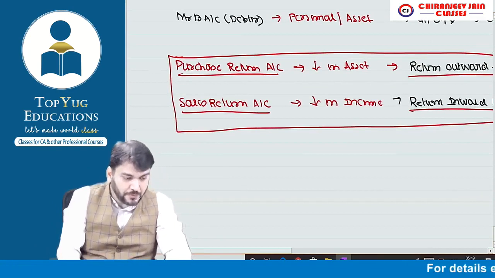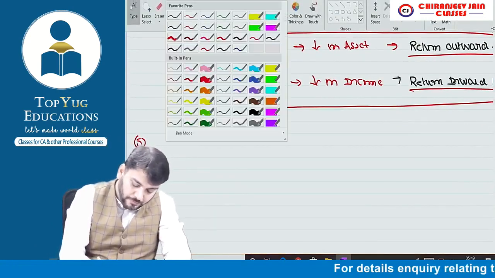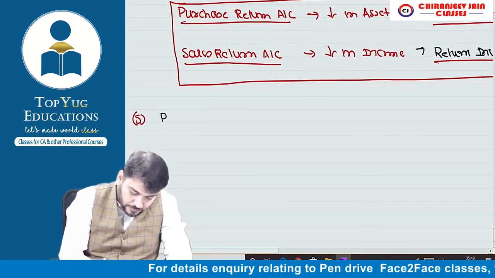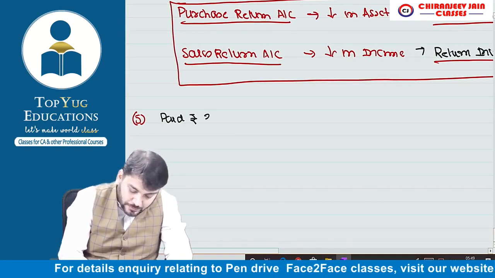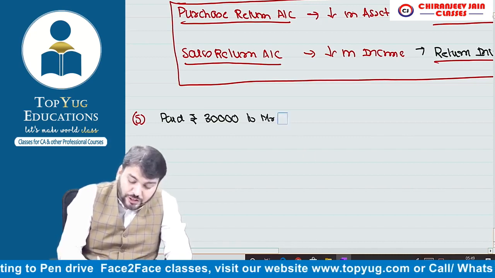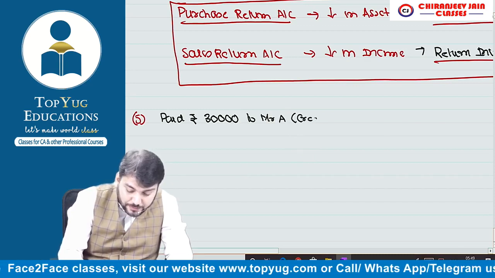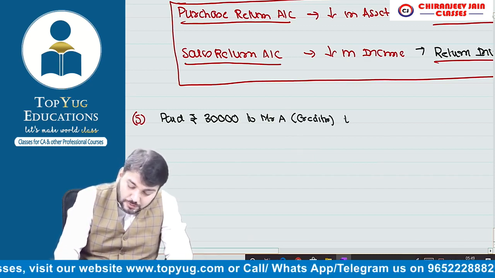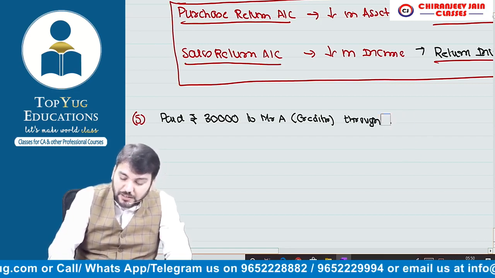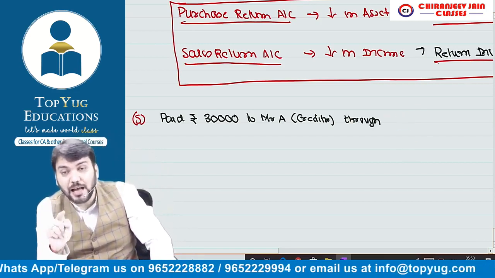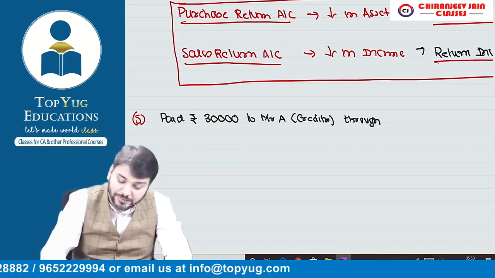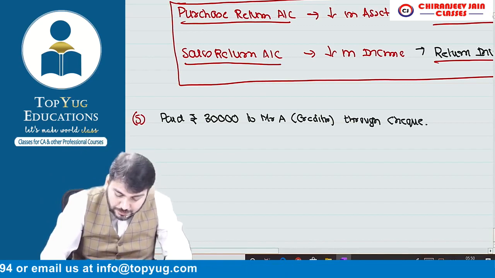Point number 5. देखो. Paid rupees 30,000 to Mr. A. In our question, Mr. A is a creditor, through checks. Means the amount was not paid through cash. The amount was paid by giving a check. Whenever I say check, it means it is a transaction which is done through bank account. Correct?